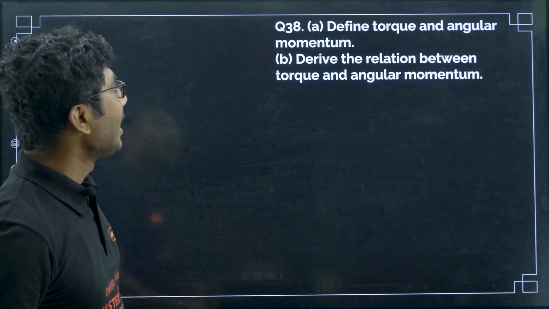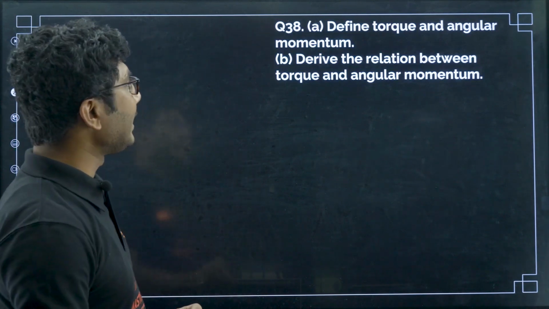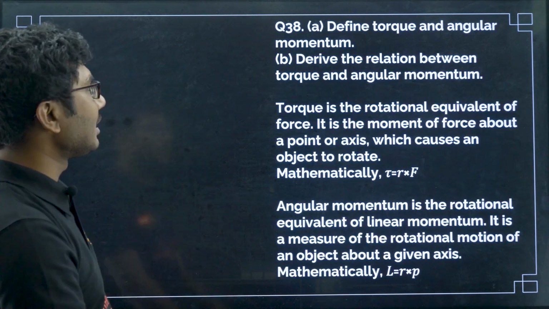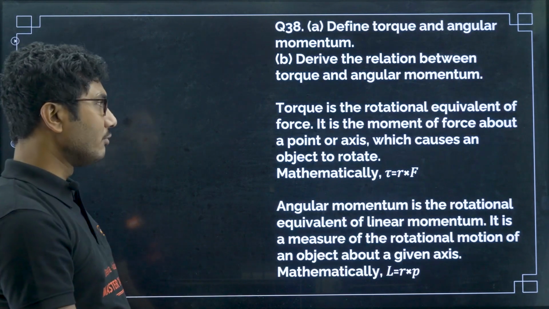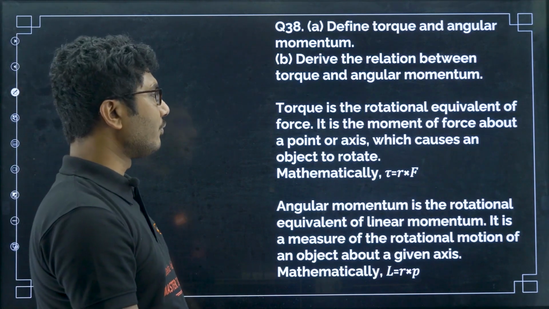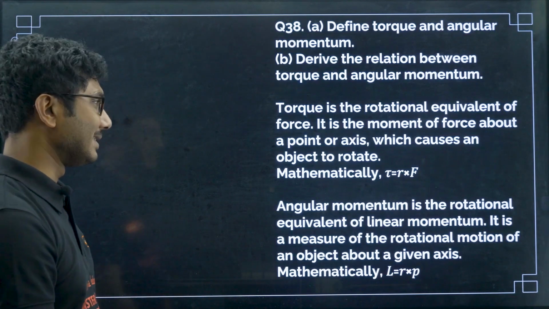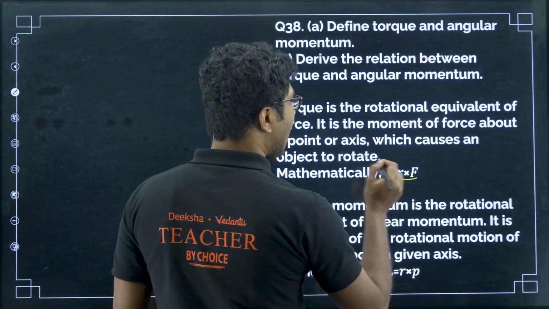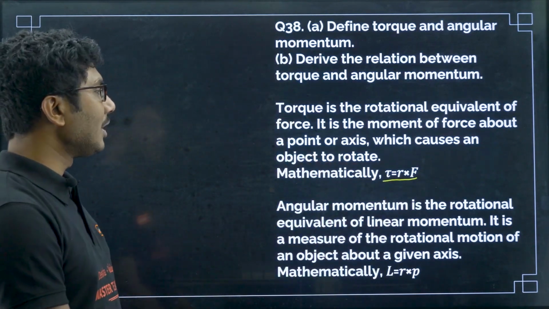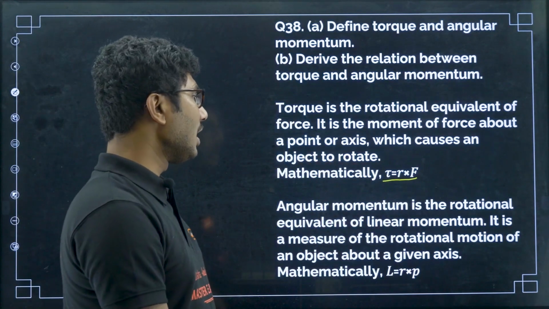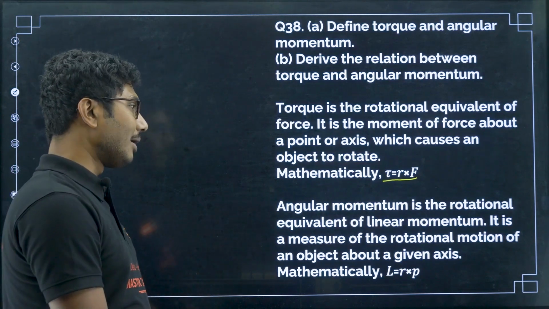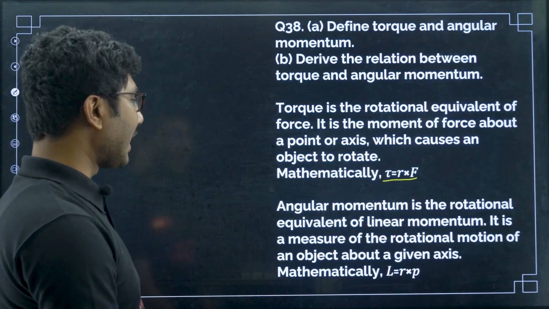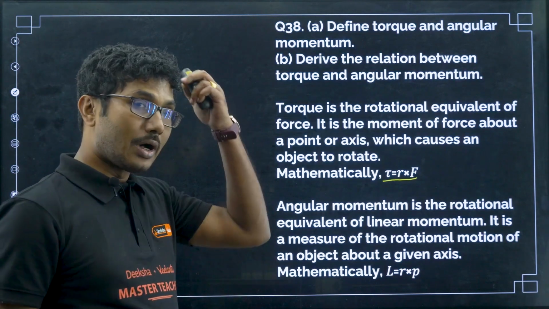Now next question: define torque and angular momentum, and derive the relationship between torque and angular momentum. The torque is the rotational equivalent of force. It is the moment of force about a point on the axis which causes the object to rotate. Mathematically, torque is given by r cross F. Angular momentum is the rotational equivalent of linear momentum. It is a measure of rotational motion of an object about a given axis. Mathematically, L is equal to r cross p.